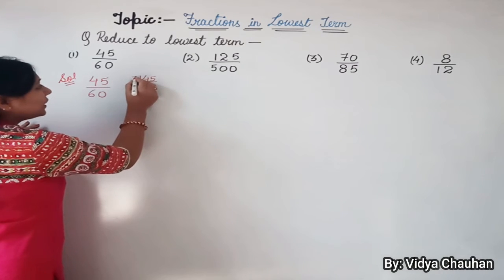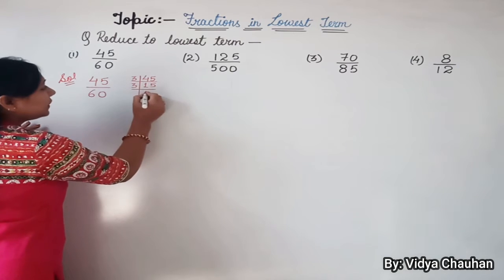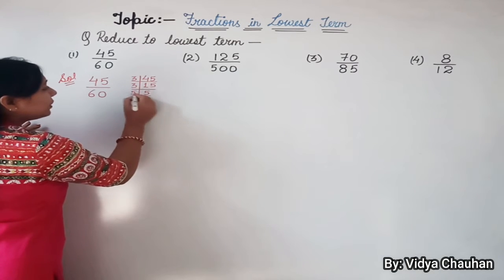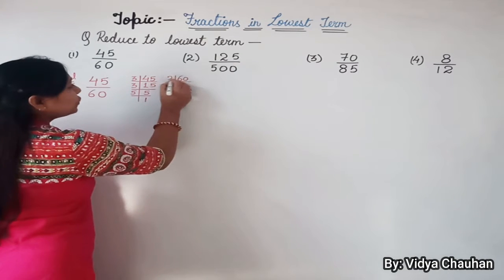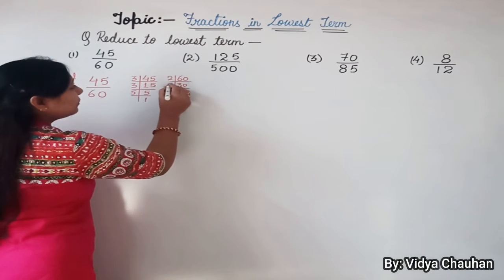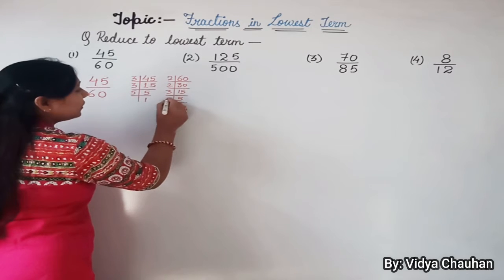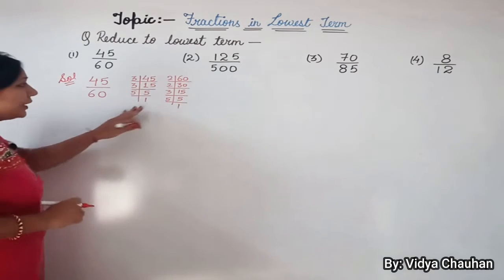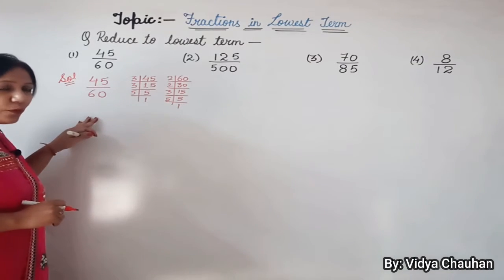So 45 dividing by 3 gives 15. Again dividing by 3, 5, and dividing by 5, 1. For 60, dividing by 2, 30, dividing by 2, 15, dividing by 3, 5, dividing by 5 is 1. So this is the easiest method to find the lowest form of the number.